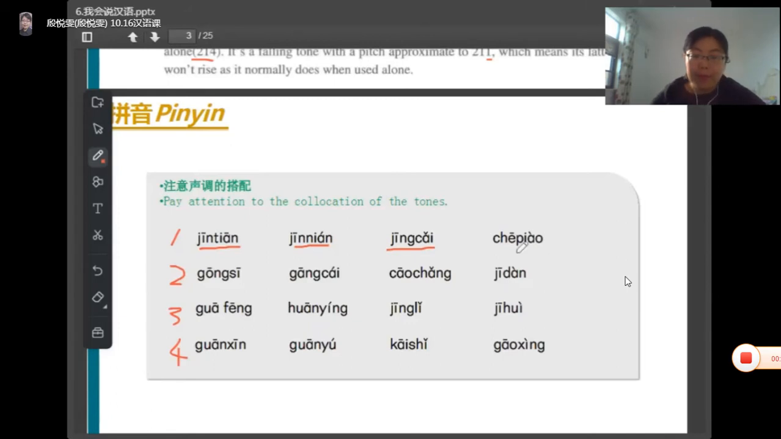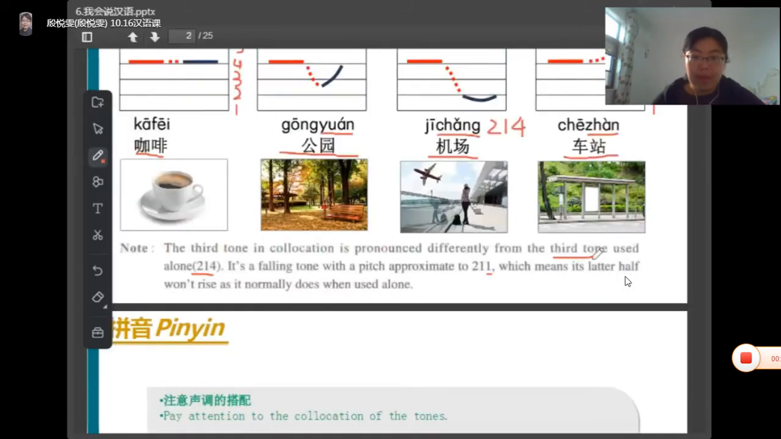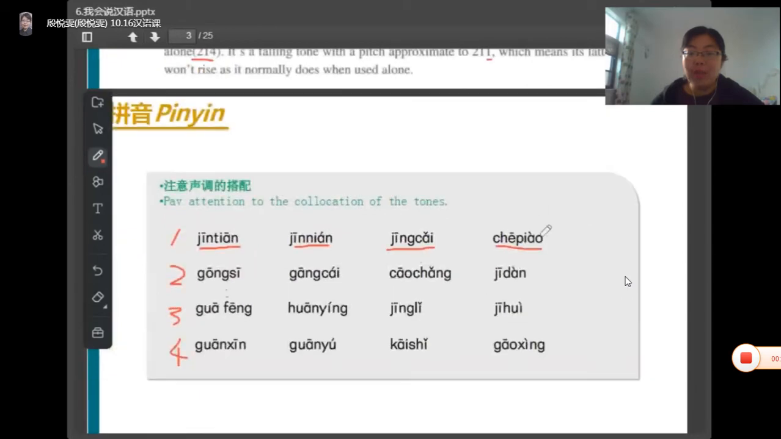车票, ticket. Can you remember this one? 车站, and this one, 车票. Okay, how about the second line? Who wants to have a try?